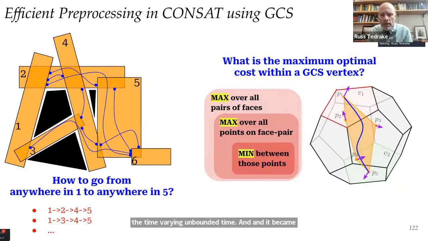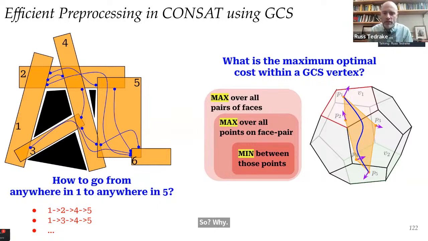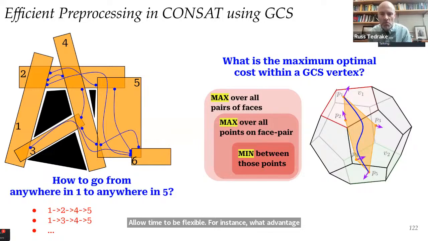So why choose that? If you're going to allow time to be flexible, for instance, what advantage do you have from using differential flatness? Why not just solve the original trajectory optimization problem, or why not fix the time and then enjoy some of the benefits of the flatness representation?